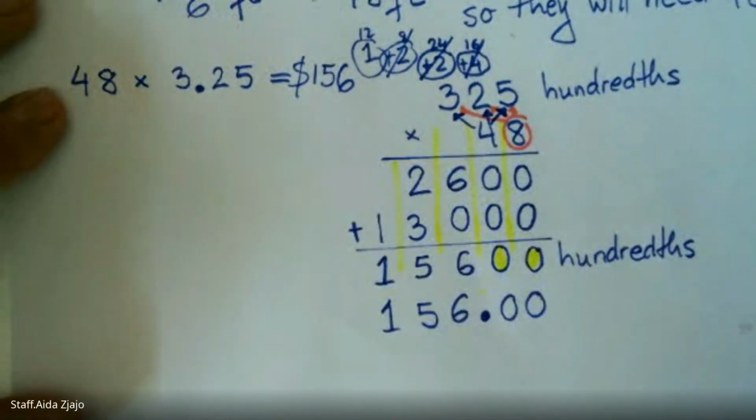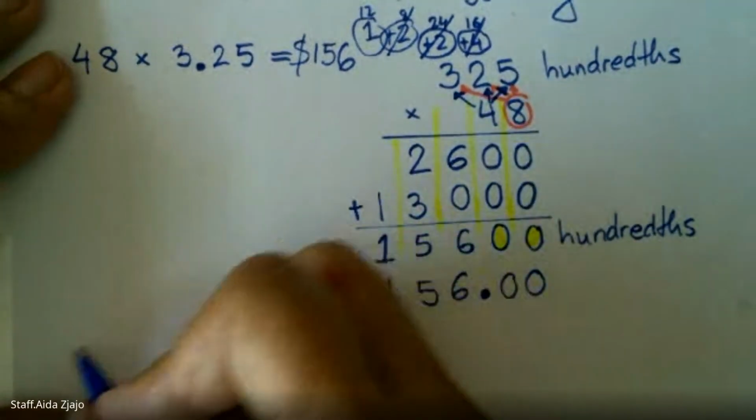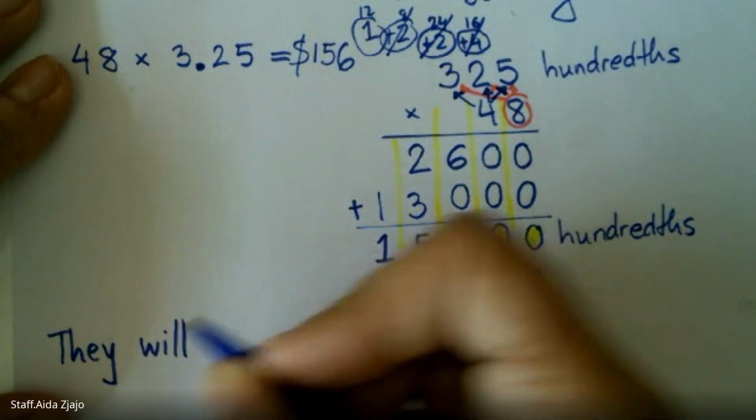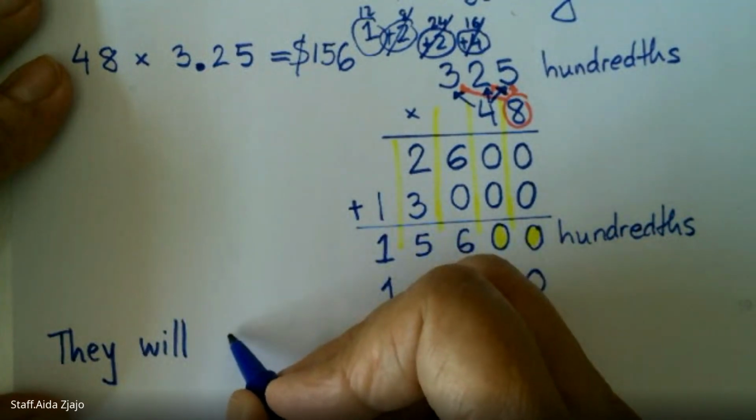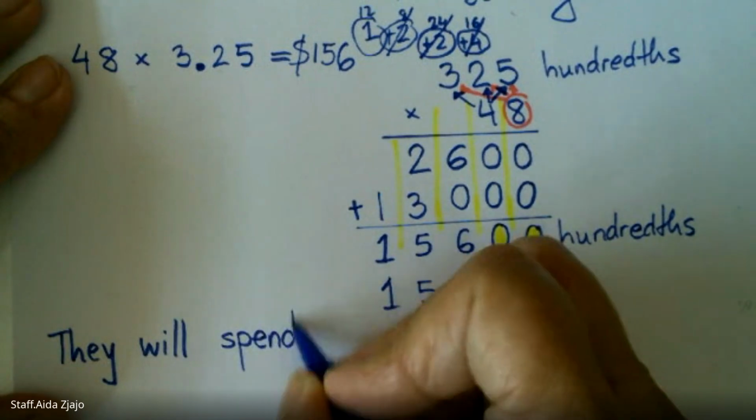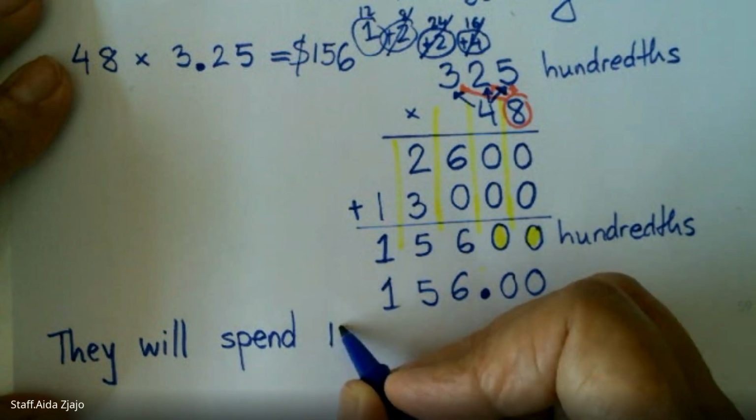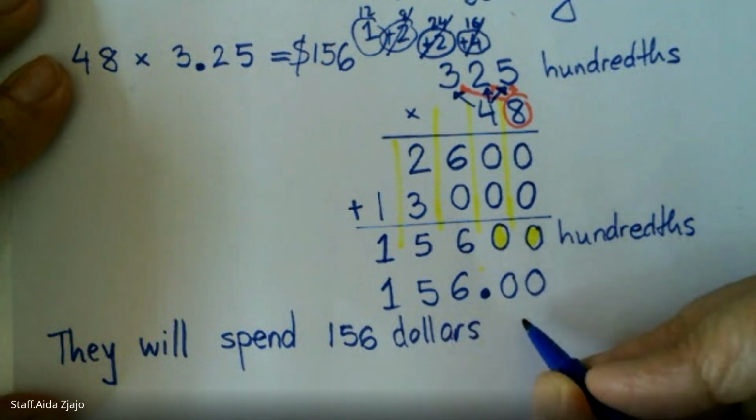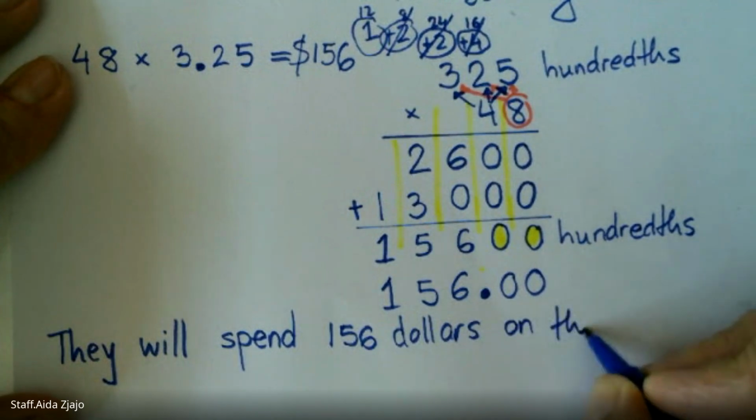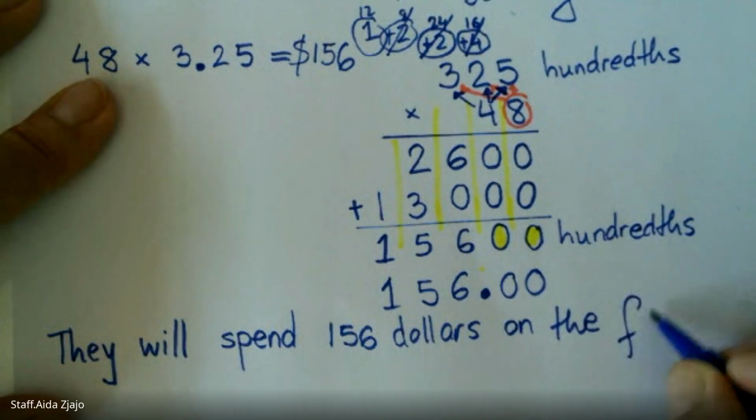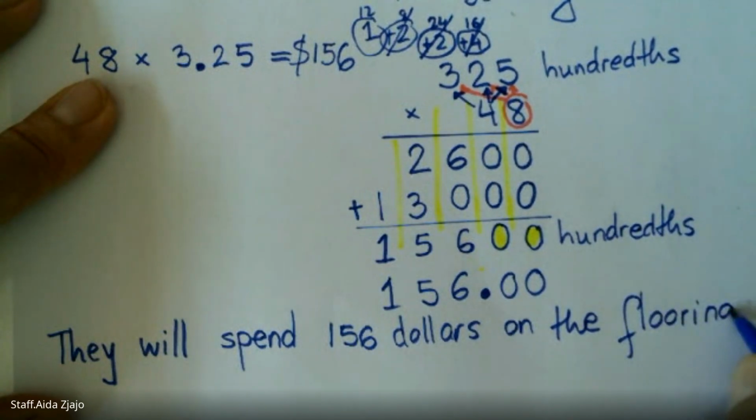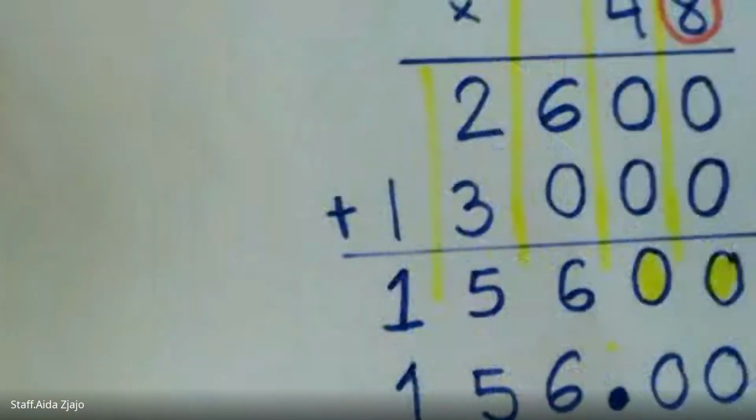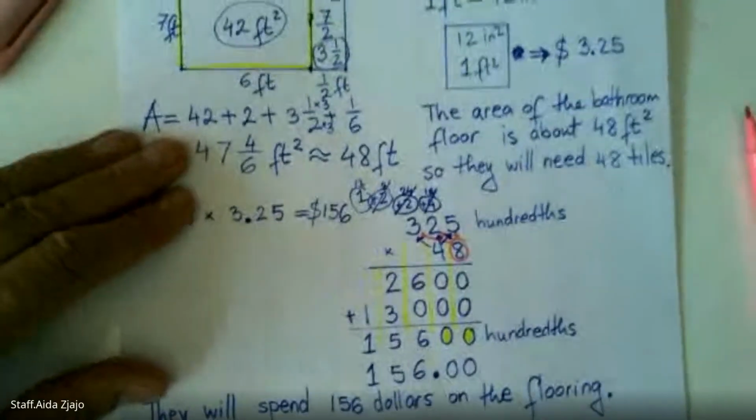Okay, so let's write that answer. They will spend $156 on the flooring. And that's word problem lesson 13.